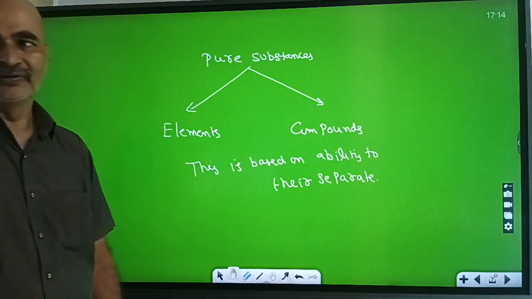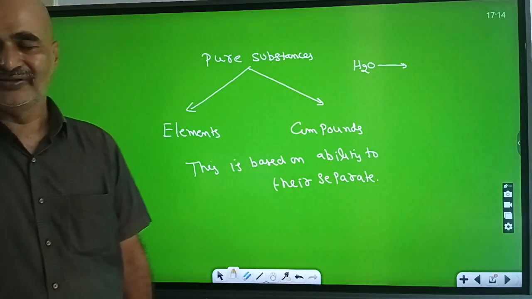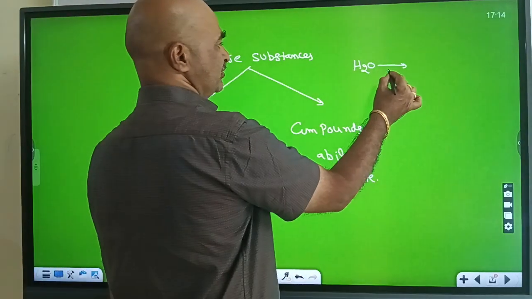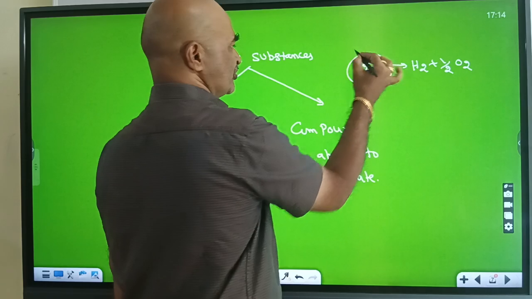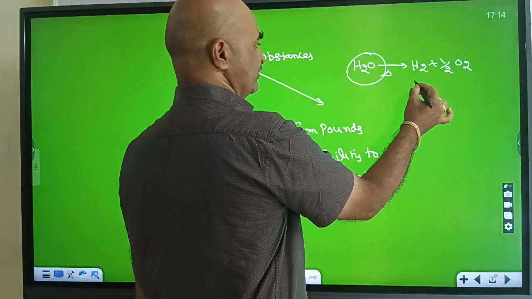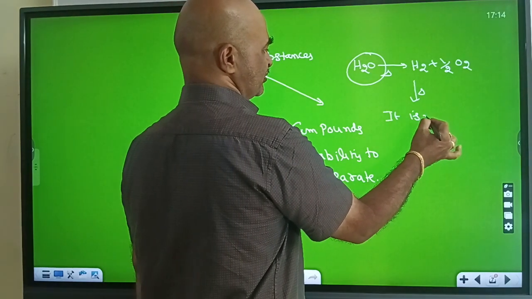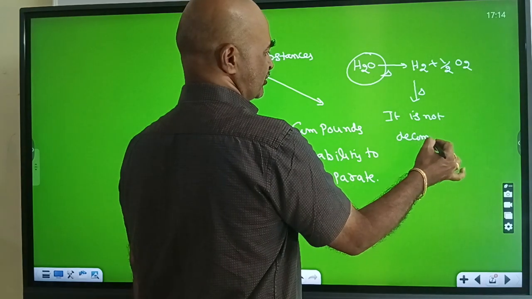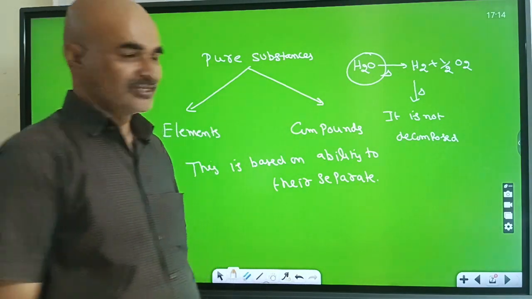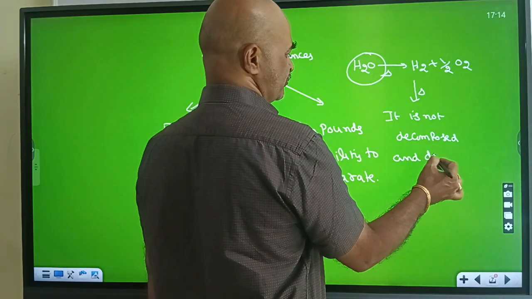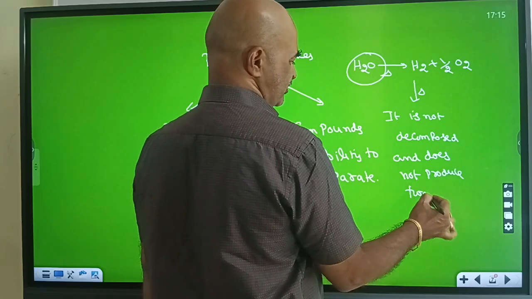Okay. For example, H2O. H2O is said to be a compound, not an element. Why? When H2O is heated, it decomposes into hydrogen and oxygen. So H2O is a compound. When hydrogen is heated, it is not decomposed, and it does not produce two different substances.